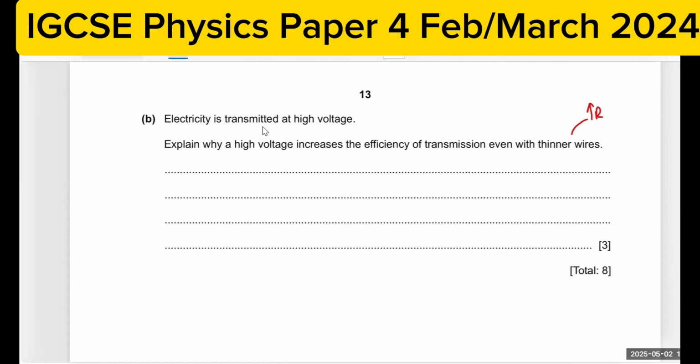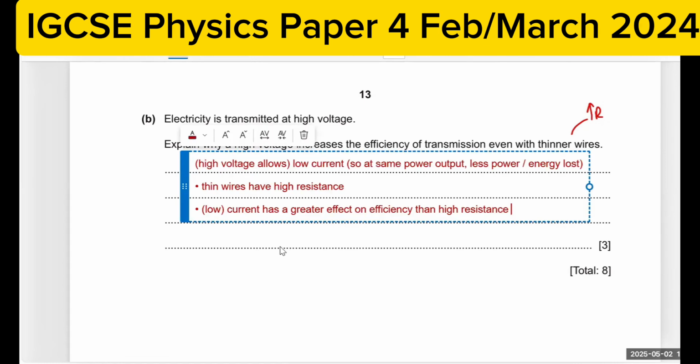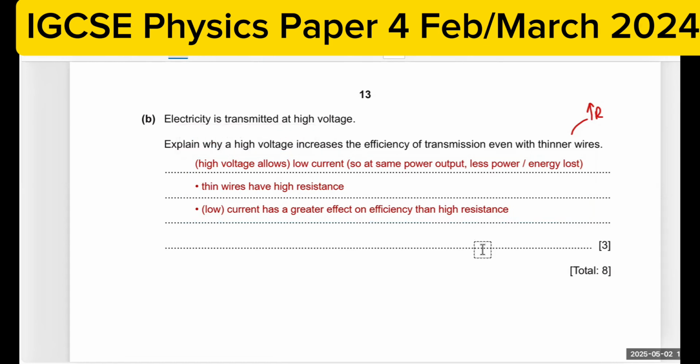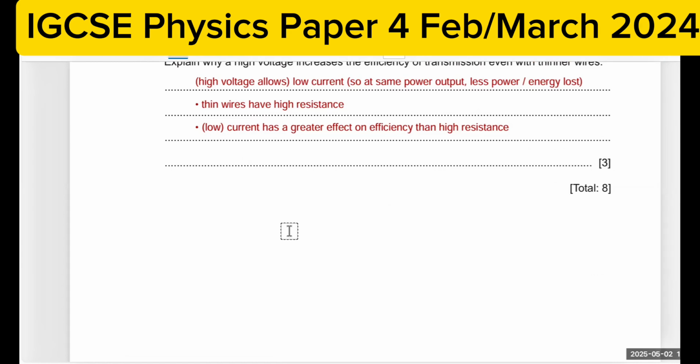So what does the high voltage do? I'm explaining the answer. High voltage allows a low current at the same power. A thin wire has high resistance, so the current has a greater effect on the efficiency because of the high resistance. That's why we use high voltage to transmit electricity along the line from the power station to the city, to home electricity.